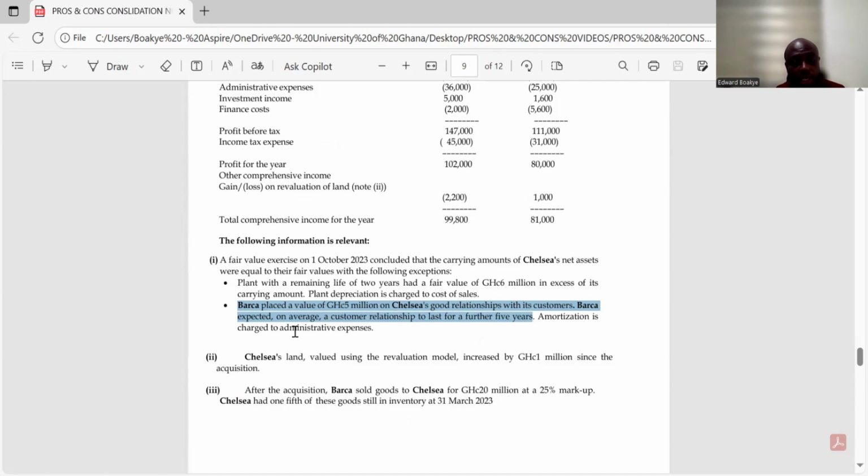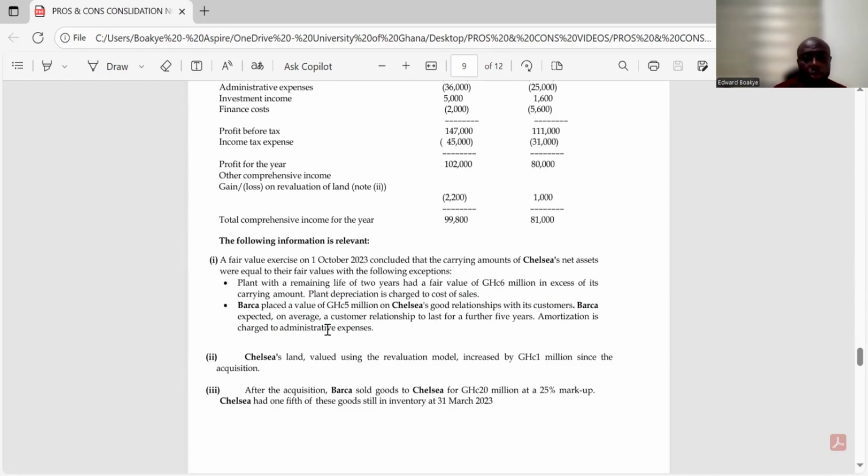So here they are trying to tell you that if you charge amortization in dealing with the consolidated P&L, the amortization should go to what? Administrative cost. And they said the depreciation is charged to cost of sales. So the additional depreciation you've got should go to what? Cost of sales. Under normal circumstances, if the question does not mention anything, then both amortization and depreciation will go to your cost of sales.